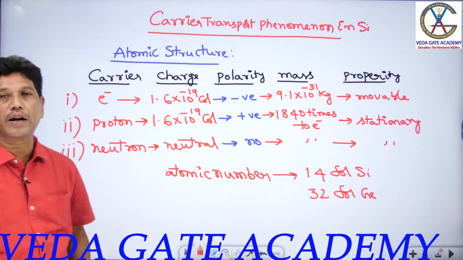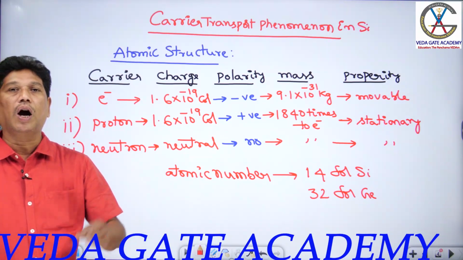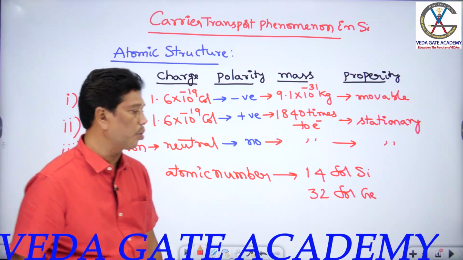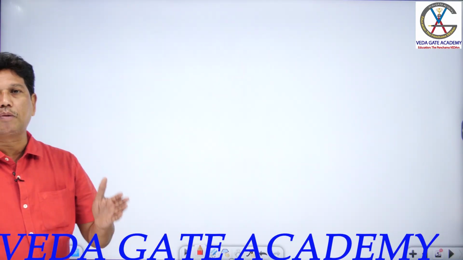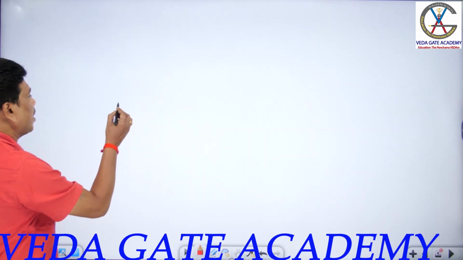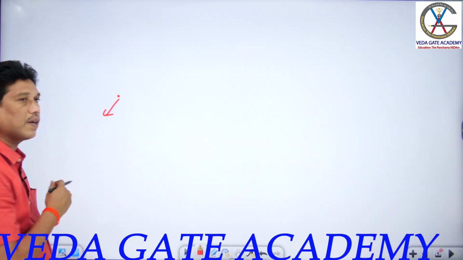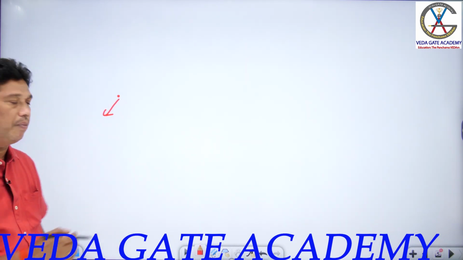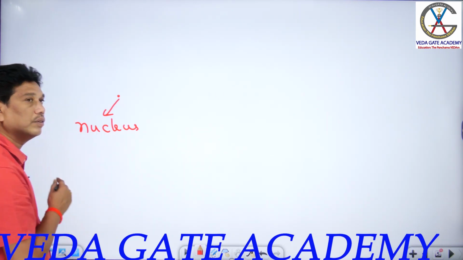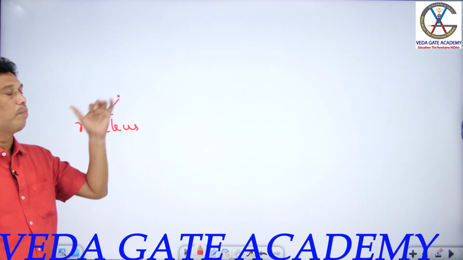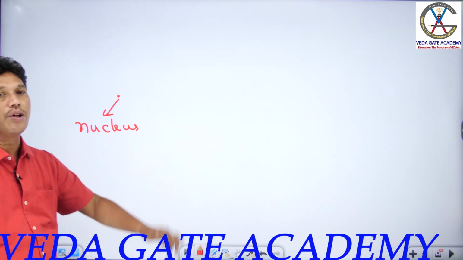Now let us see how they are placed in the atom. I indicated three particles: electrons, protons and neutrons. Now I need to show how they are placed in the given atom. See this atomic structure. The corresponding carriers are placed in the given atom like this. The protons and neutrons are located at the center part of an atom. That center part of an atom is called the nucleus.